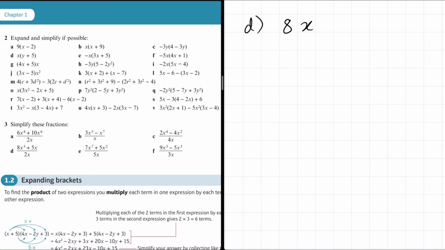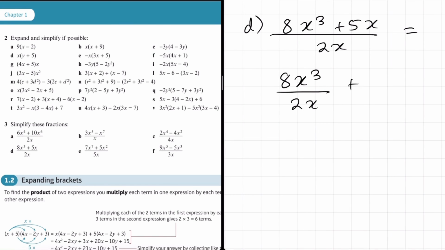D. 8x cubed plus 5x over 2x equals 8x cubed over 2x plus 5x over 2x. 8 divided by 2 is 4. X cubed divided by x is x to the power of 2. And then we've got 5 divided by 2, which is 5 over 2. And x to the power of 1 divided by x to the power of 1, which is just 1. 5 over 2 times 1 is 5 over 2, so we can leave it as is.